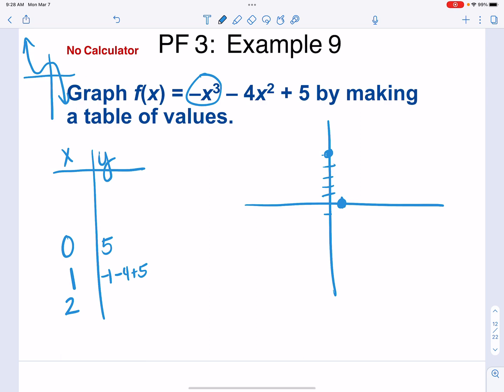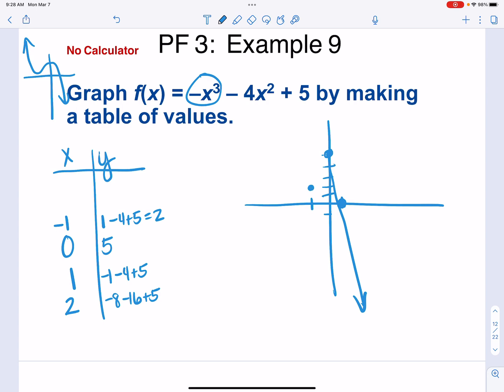When I plug in 2, that would be a -8, and then 4 times 4 is 16 plus, okay, that thing is shooting down, right? The more numbers I put in, it's just going to continue to go down. So I'm going to go the other way. I'm going to plug in a -1. -1 cubed is a -1, and a negative is a positive. And then it would be -4 plus 5. So that would be 2. So I have a point at -1, 2.